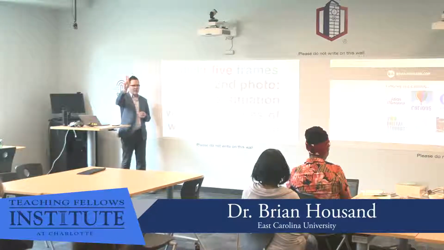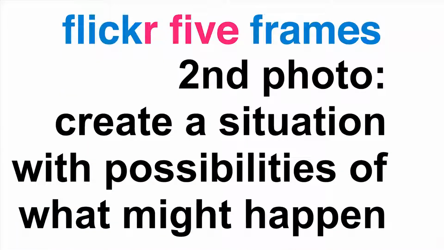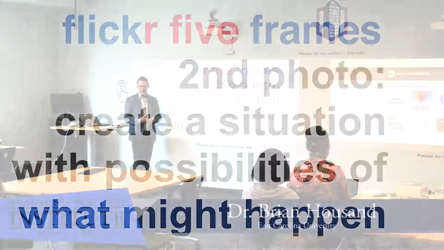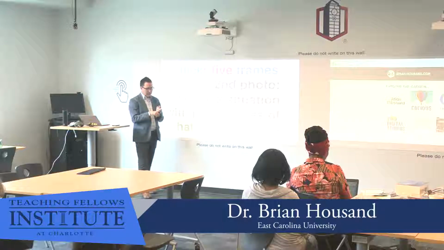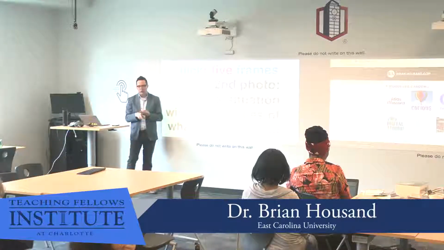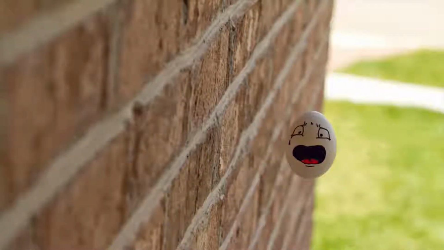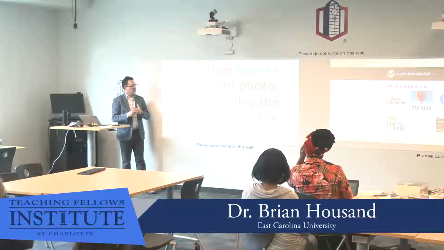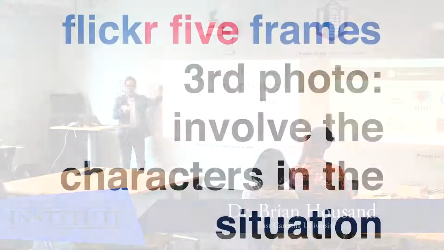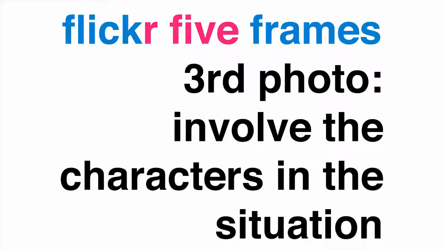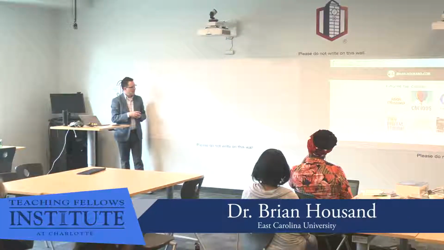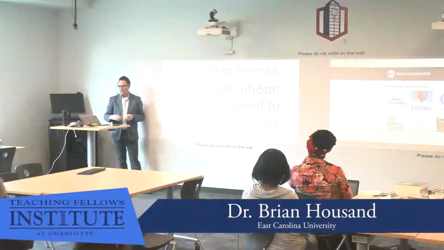Okay. Second photo. Create a situation of possibilities of what might happen. We had our characters and location. Well, now we have the situation of what might happen. Well, we know how the nursery rhyme goes. Sat on a wall, he had a great fall. So he's teetering on the edge, he's now falling. Photo number 3, we're going to involve them in the situation. So we had characters, location, we had a situation, and now they're involved in the situation. So here we see Humpty falling very rapidly towards the ground below.